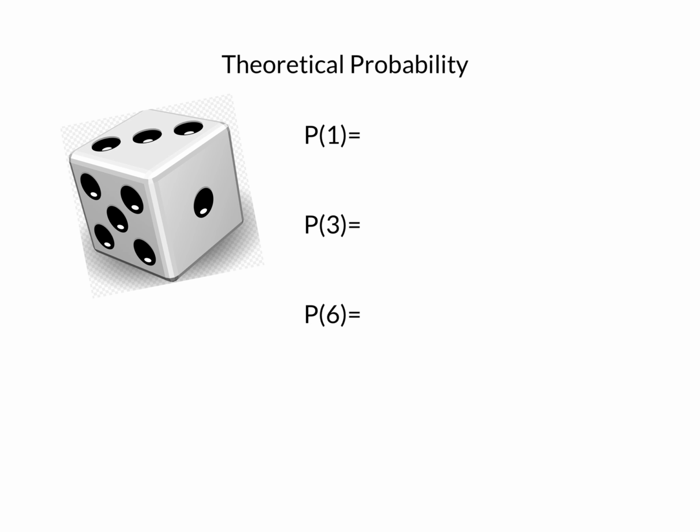So on this slide, we're going to talk about theoretical probability of a dice. So if I were to roll this dice, what are the outcomes I could get? I could roll a 1, I could roll a 2, a 3, a 4, a 5, or a 6. There are 6 different sides, so the denominator of each one of these slides is going to be 6.